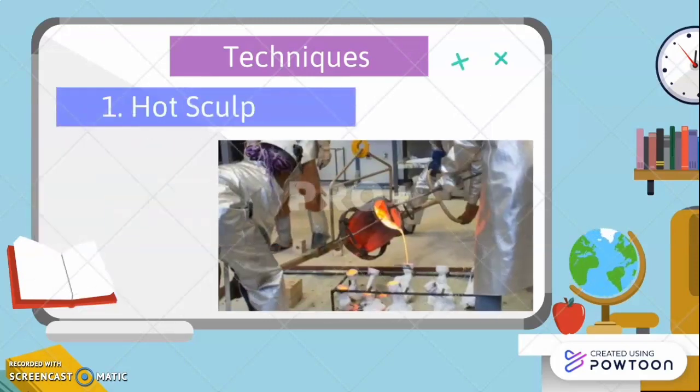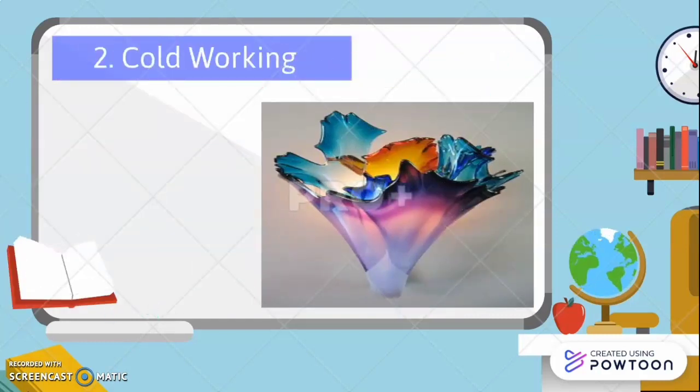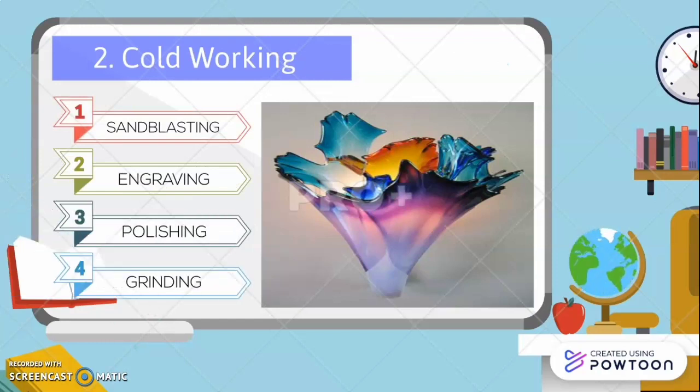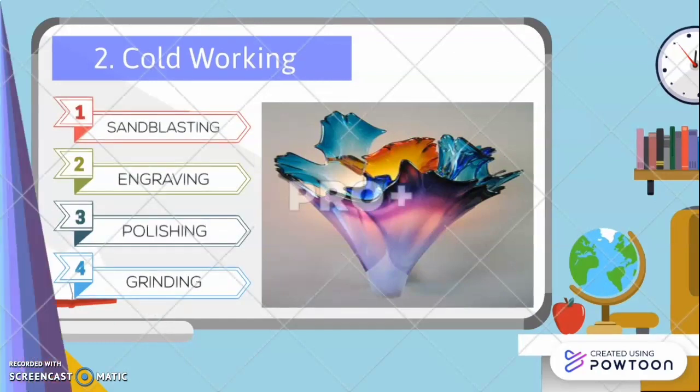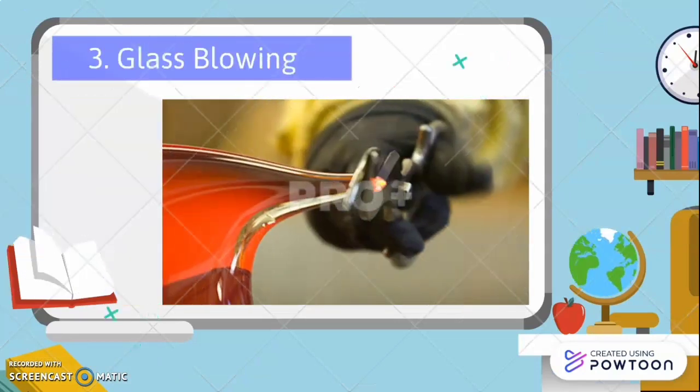Number 1, hot sculpting, is using a metal rod to gather the molten glass from the furnace and shape it using another tool. Number 2, cold working, is using cold hardened glass. This involves sandblasting, engraving, polishing, and grinding to create the sculpture of glass. Number 3, glass blowing, is gathering the molten glass from the furnace using a blowpipe. Air is blown into the pipe and shapes the glass before it cools down.